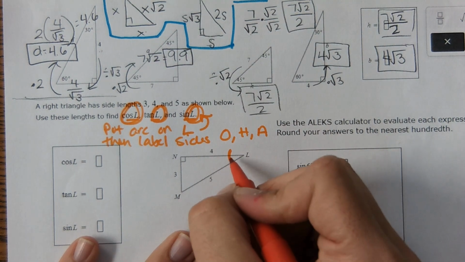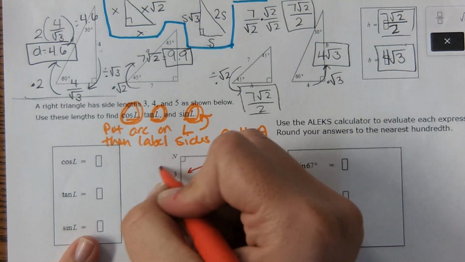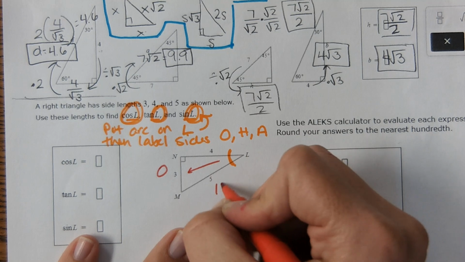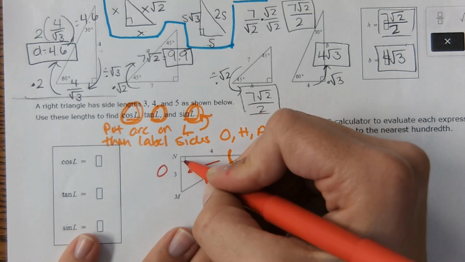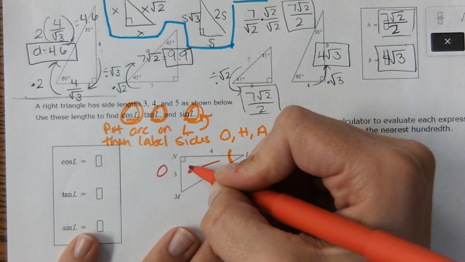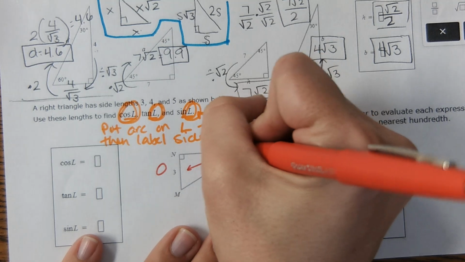So then from this arc, we have the opposite side. This is the hypotenuse. Hypotenuse is the longest side, and it's also up across from the 90-degree angle. And then this here is our adjacent side.